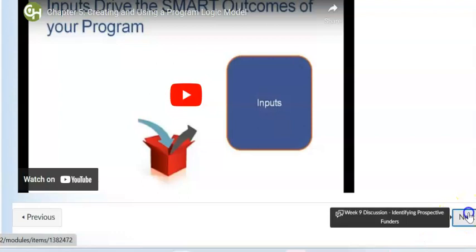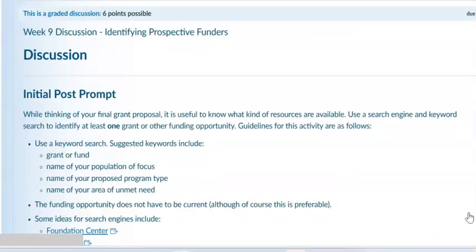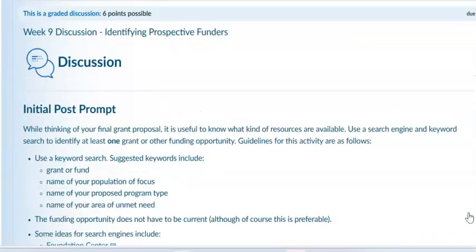Let's go to the assignment for week 9. And that is a discussion post. So while thinking of your final grant proposal, because remember that is the final product required for this class, it is useful to know what kind of resources are available. So using a search engine and keyword search to identify at least one grant or other funding opportunity.